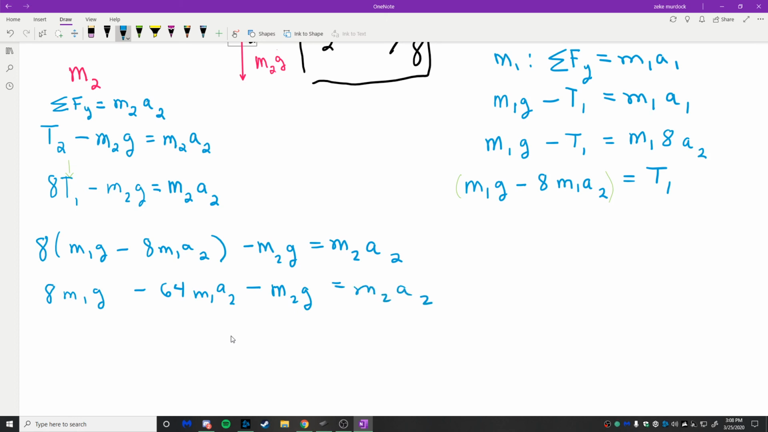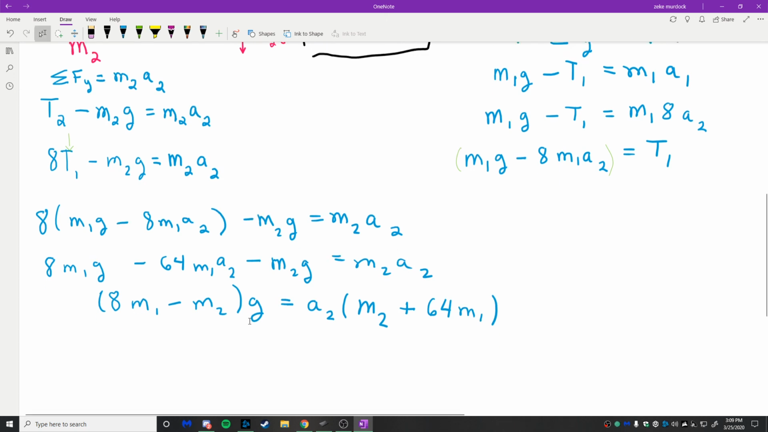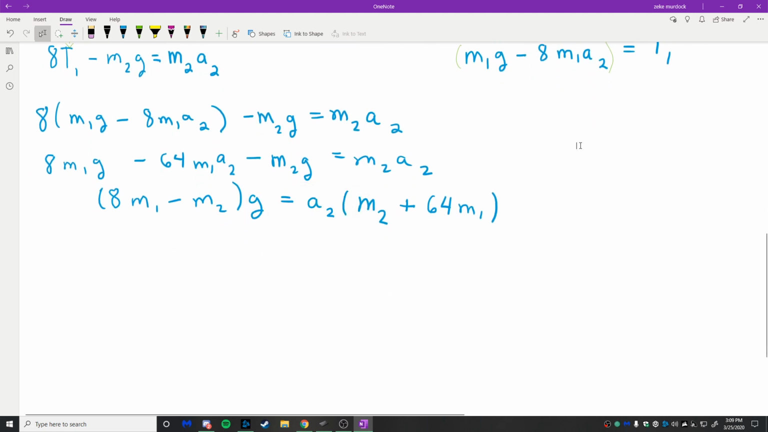Solving for this, getting all the A2s on the same side of the equation, what we're going to get is 8 M1 minus M2, all of that times gravity. That's this term and this term. And then all of that's going to be equal to A2 multiplied by, this is A2 times M2 here. And then we add this term to the other side, so plus 64 M1. You can go through the algebra yourself if you want to see. I skipped maybe one step here, maybe more depending on how you do it. And then, yeah, we get an answer.